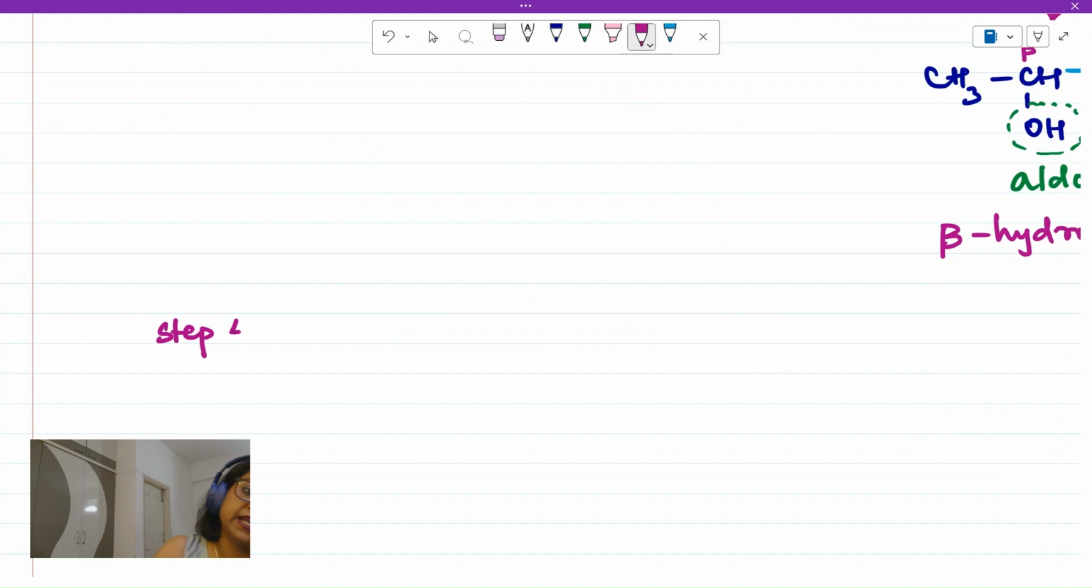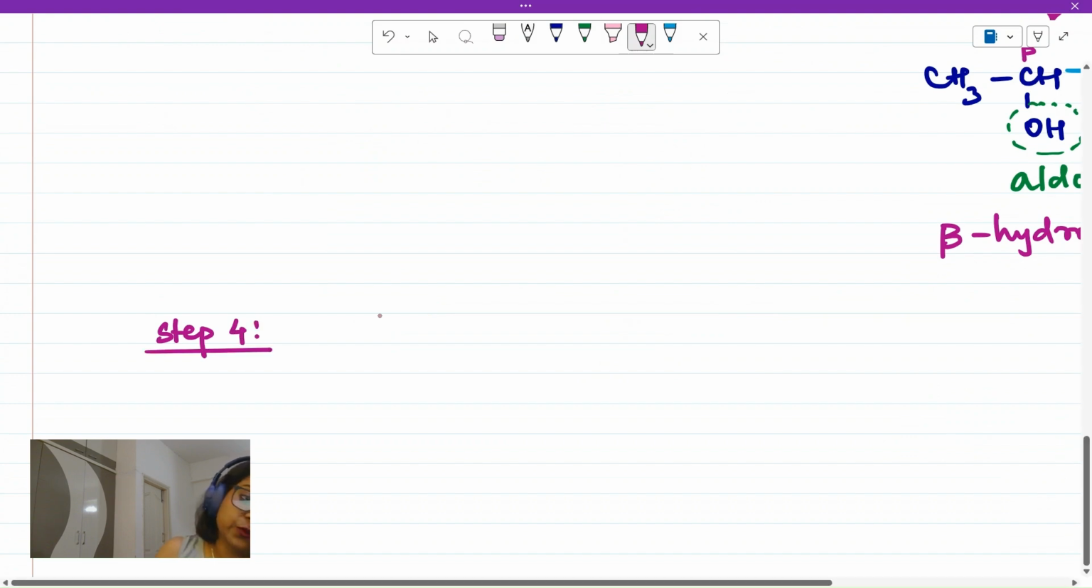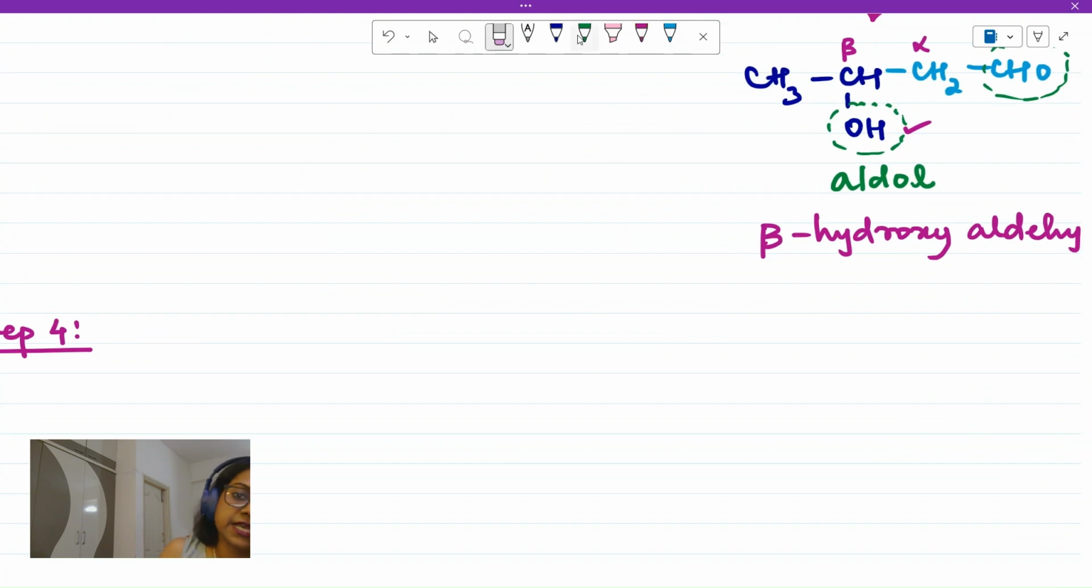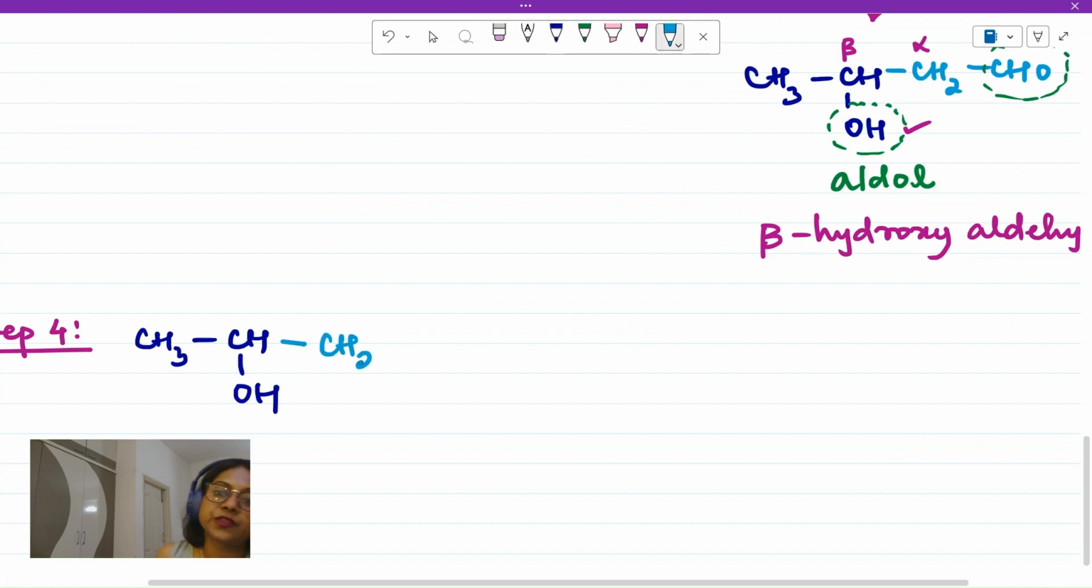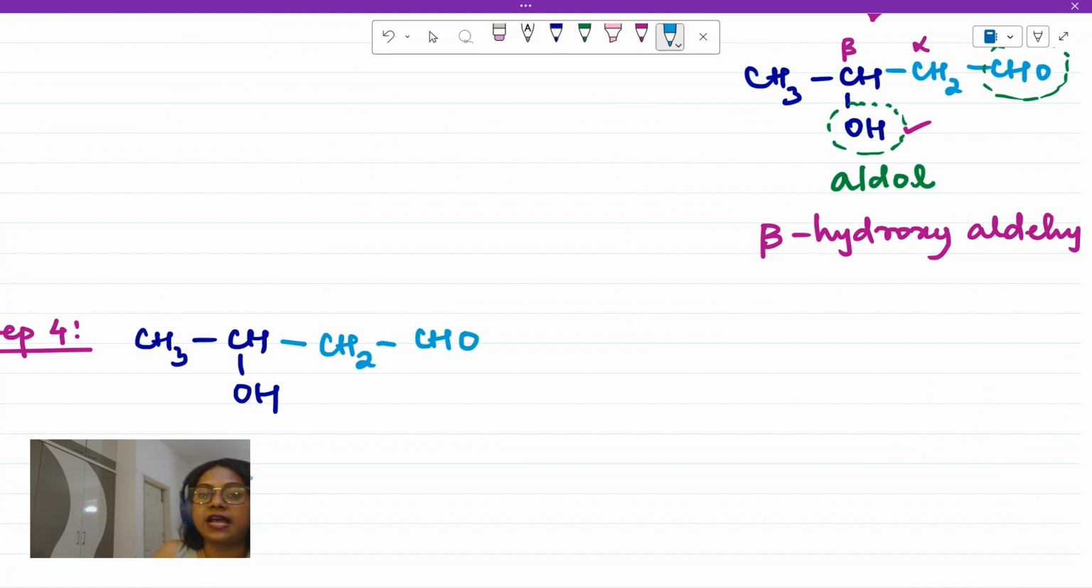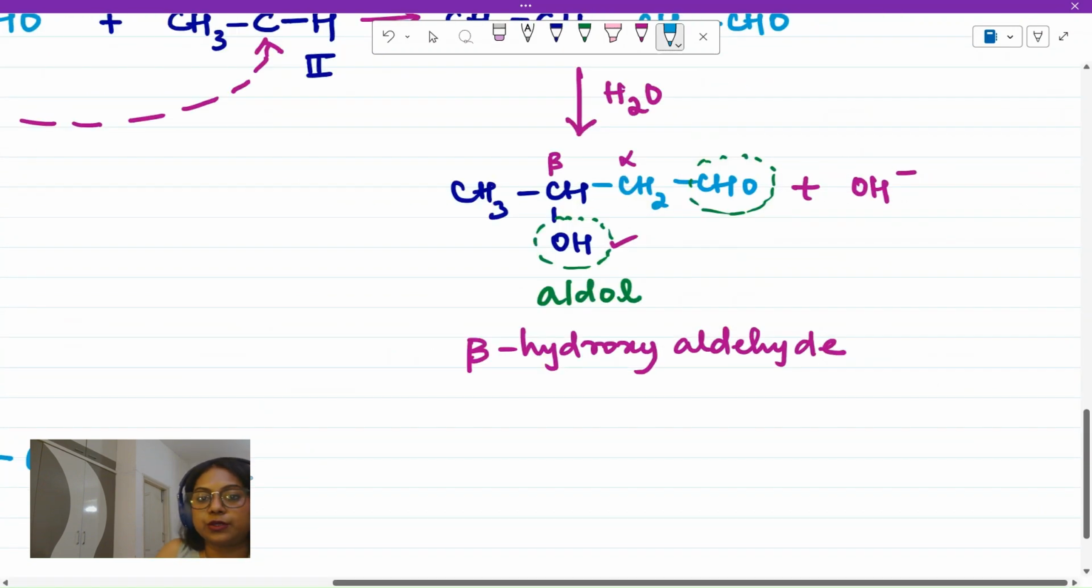Once you've got the beta hydroxyaldehyde, in our case, it was this molecule, if I remember it correctly. Okay, I'll maintain the consistency of the colors. CH3, CHOH, and then from the second molecule, we've got CH2, CHO. This was the molecule we just wrote. Oh, by the way, we can also have the IUPAC name of this molecule. That could also help us.